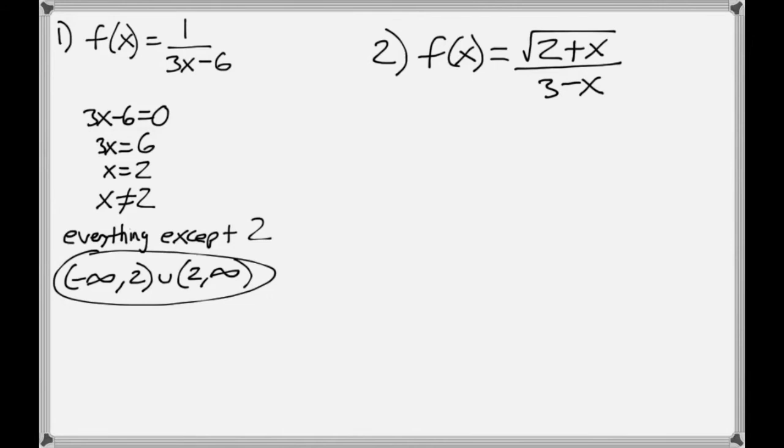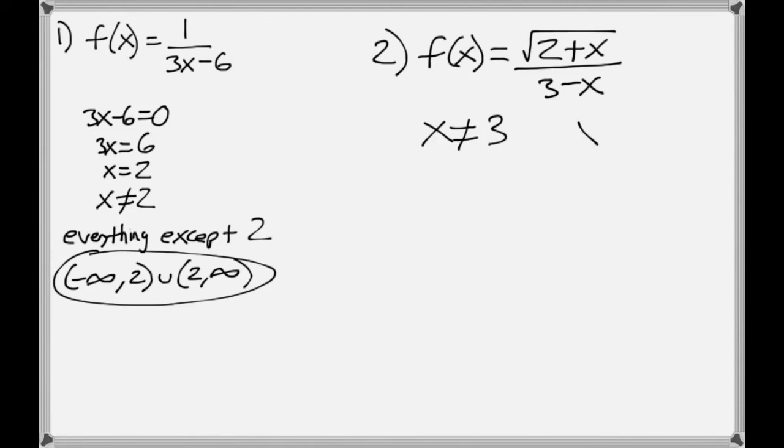Looking at question number 2, we have a fraction, so we have a denominator, and we have a radical. So we know that x cannot be equal to positive 3, because if you plug in positive 3 to here, that's going to make it 0. If we look at the radical, if I plug in negative 2 there, that would make that equal to 0. And it's okay to be 0, but it can't be negative. So that's kind of our cutoff point.